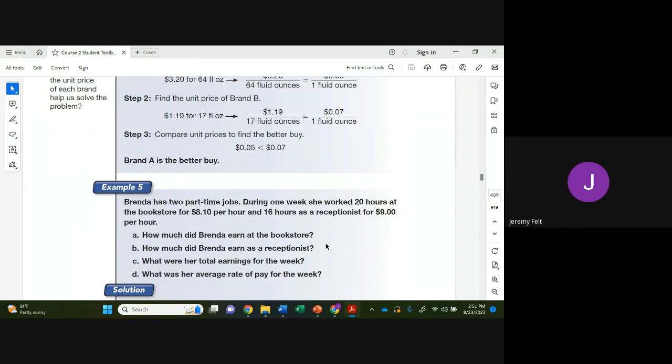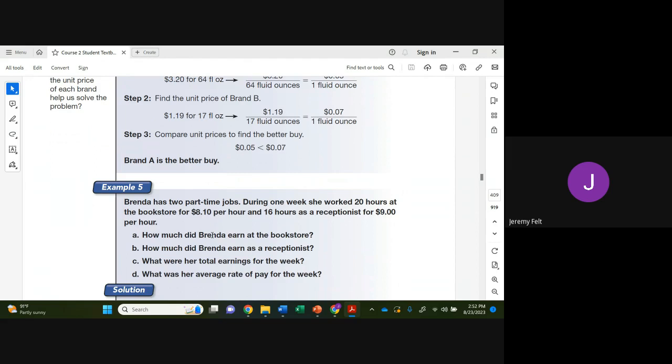All right, example 5. Brenda has 2 part-time jobs. During 1 week, she worked 20 hours at the bookstore for $8.10 per hour and 16 hours as a receptionist for $9 per hour. How much did she earn at the bookstore? We would do 20 hours times $8.10, which is $162. Receptionist, she did 16 hours at $9 an hour, which is $144. Total earnings: 162 plus 144 is $306.